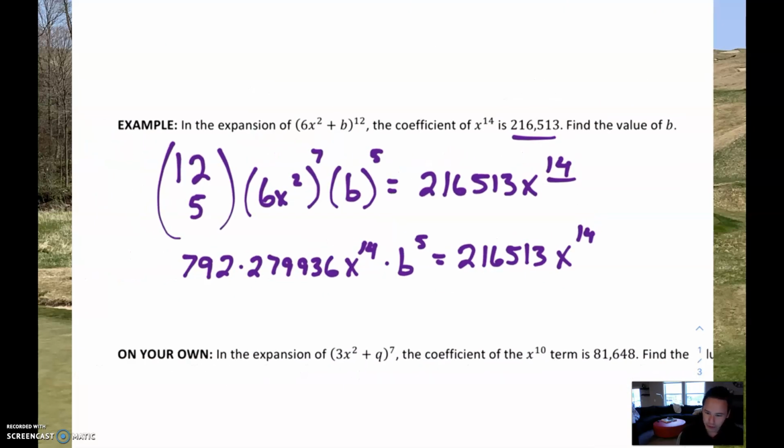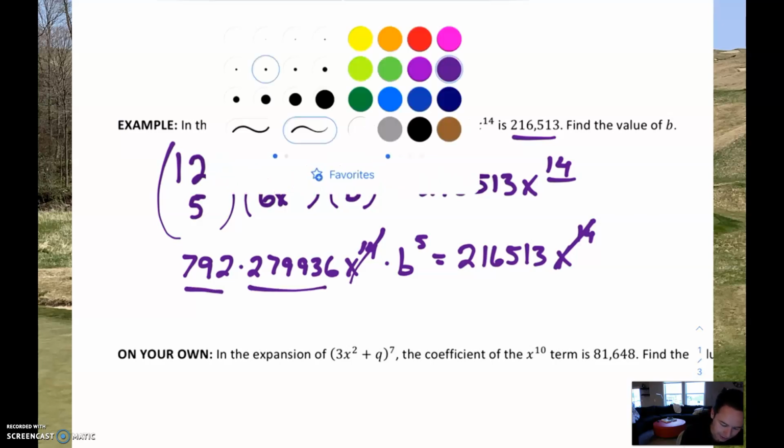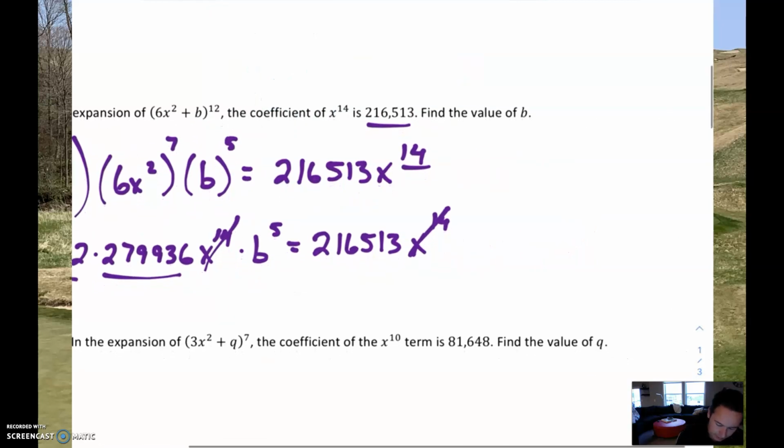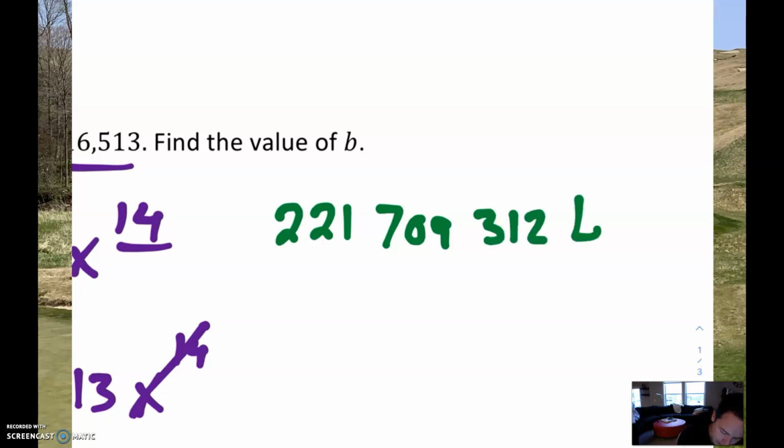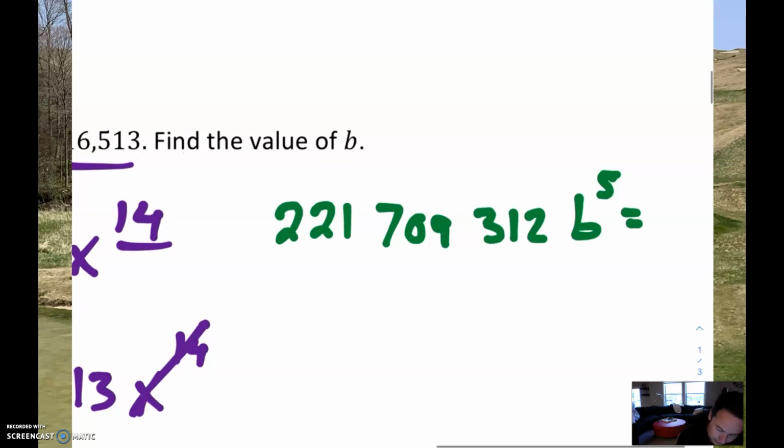Now what we can do is cross off those x to the 14ths. We know they're going to cancel each other out, so go ahead and do that. Then you can multiply this mess over here on the left side. If you take 792 times this big number here, I'm going to write it over this way, we end up with 221,709,312 b to the 5th equals, sorry, I run out of room again, 216,513.